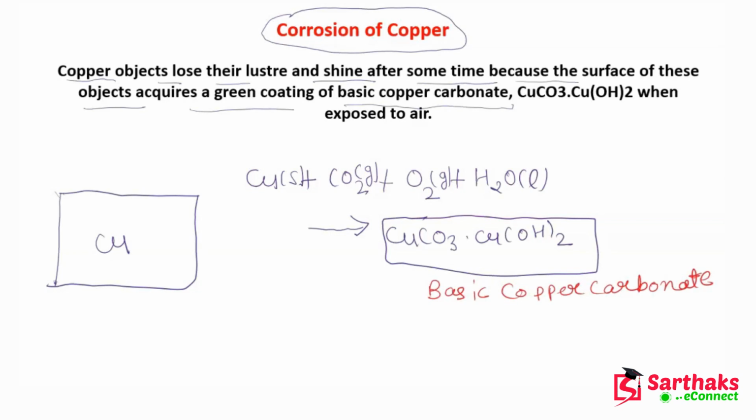So what is basically the corrosion of copper? We all know that copper objects lose their luster and shine after some time because the surface of these objects acquires a green coating of basic copper carbonate when it is exposed to air. So this is the corrosion of copper. Now guys, let's talk about the other thing and let's move on to the next slide.